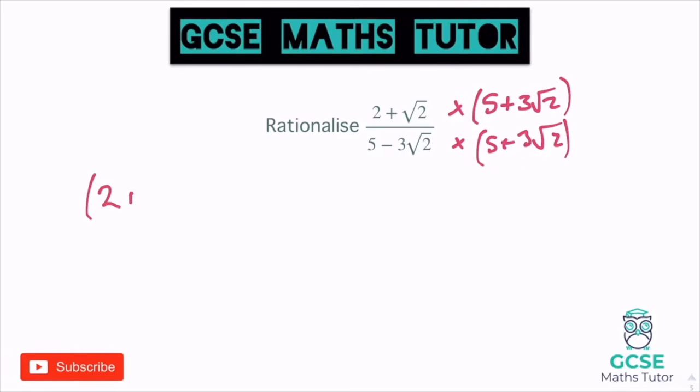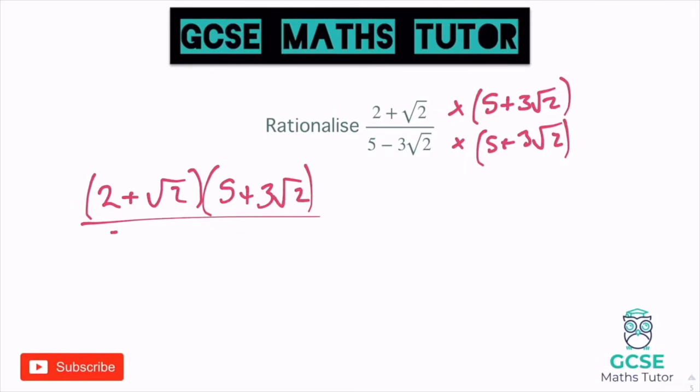So 2 plus root 2 on the top, multiplied by 5 plus 3 root 2. And then on the bottom, we have 5 minus 3 root 2, multiplied by 5 plus 3 root 2.